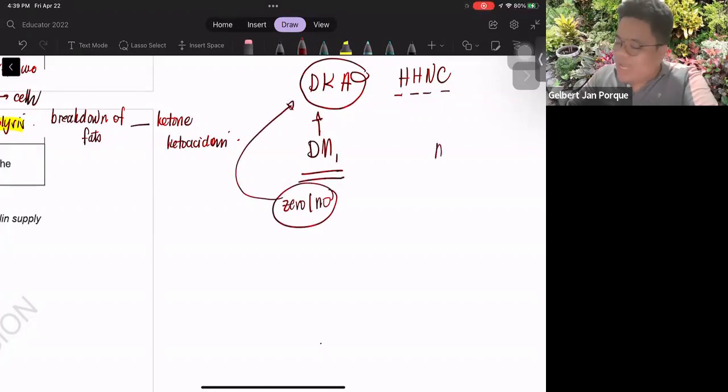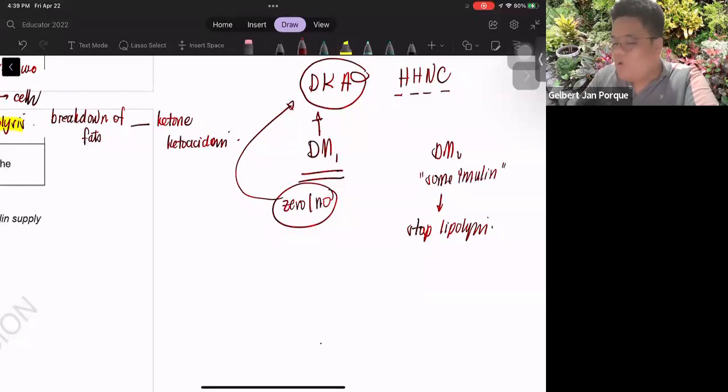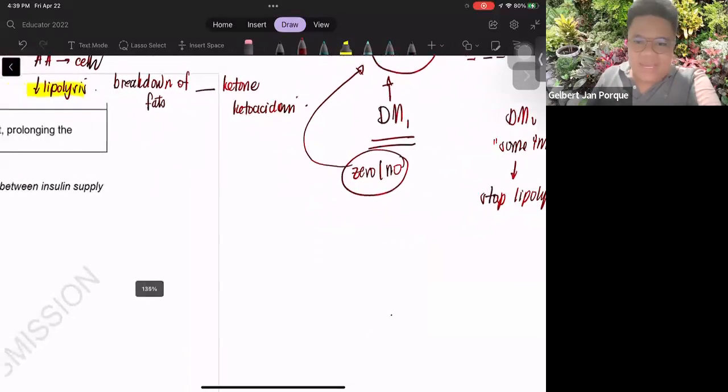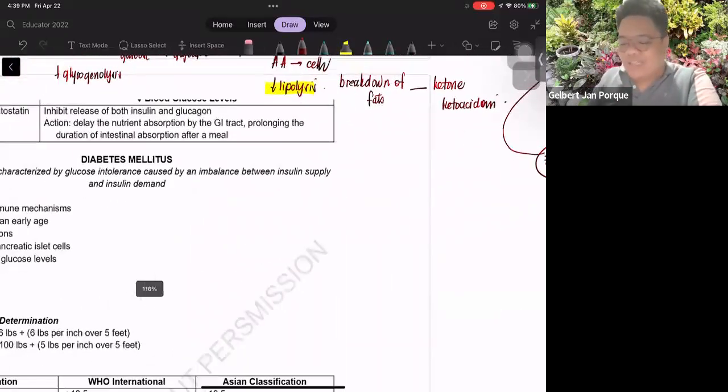Class, ang DM2 nato niya, DM2 would have some insulin, and that some insulin could still stop lipolysis. And for that reason, students, your patient will be able to stop ketone bodies from forming. Okay, so tandaan na ha, DM1, DKA.